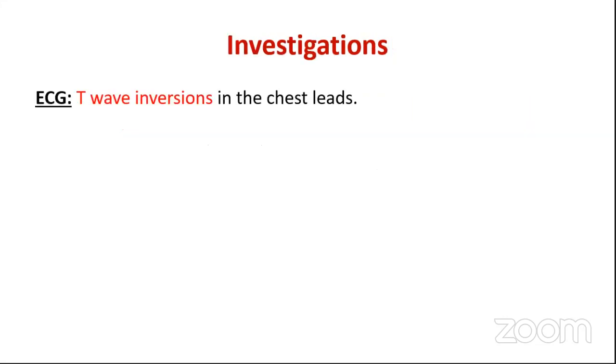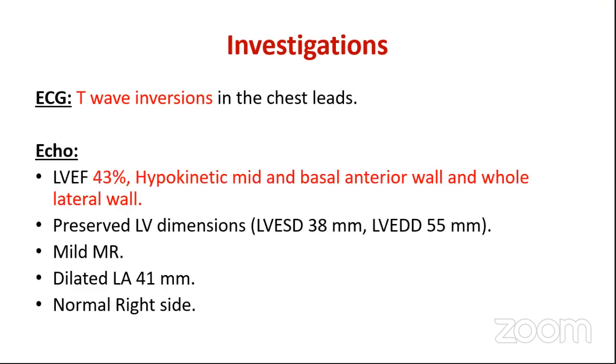Her pre-coronary angiography ECG showed T-wave inversion generalized in the chest leads from V1 to V6, and her echo showed an LV ejection fraction of 43% with segmental wall motion abnormality in the form of hypokinesia of the mid and basal anterior wall and the whole lateral wall. With preserved left ventricular dimensions, the end-systolic diameter was 38 and the end-diastolic diameter was 55, mild mitral regurgitation and dilated left atrium with a normal right side.